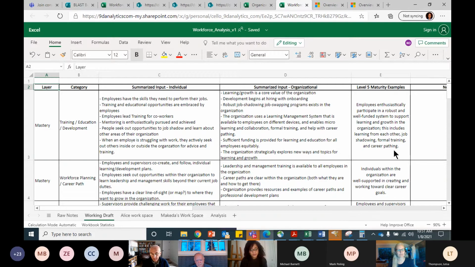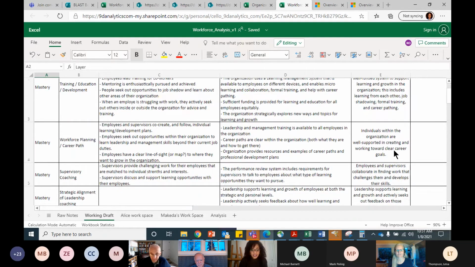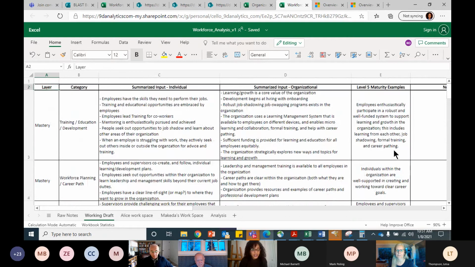And so, Makeda, are you comfortable maybe pulling up a couple of examples and talking about the categories in the rows? Yes, so we can even start with the first one. We had a lot of input about training, education, and development. And I think to Alice and Mark's point, there's things that the individuals in the workforce need to do in order to get to a level 5 maturity, but there's also things that the organization needs to do. So the input we got, there wasn't a lot of overlap, so we were able to separate out.